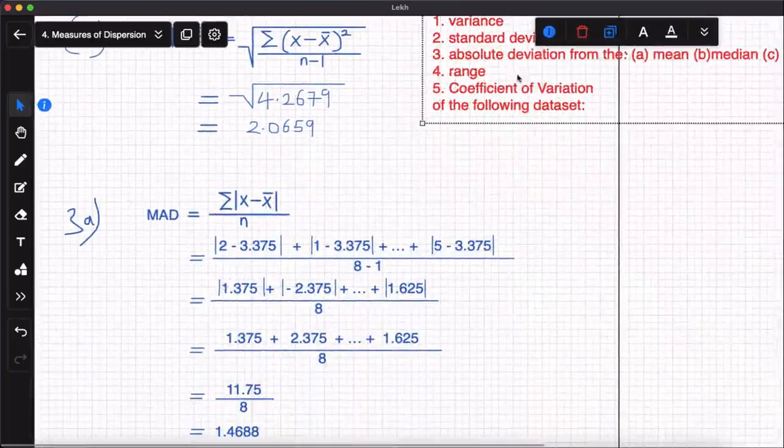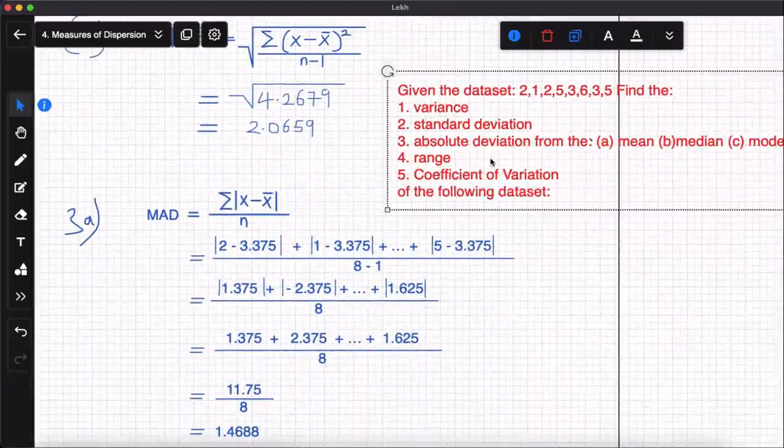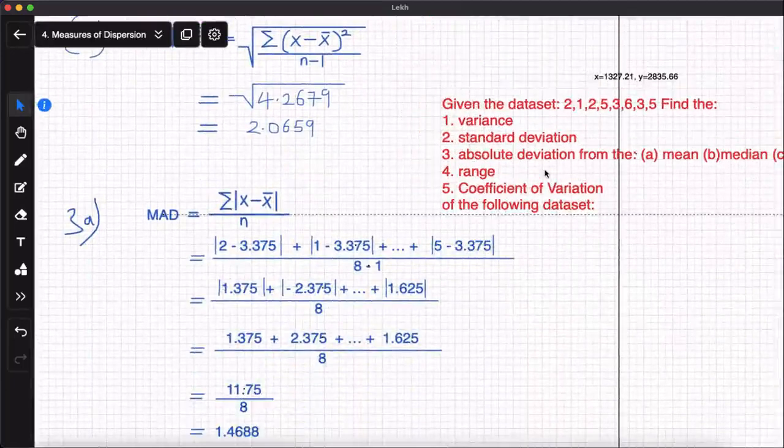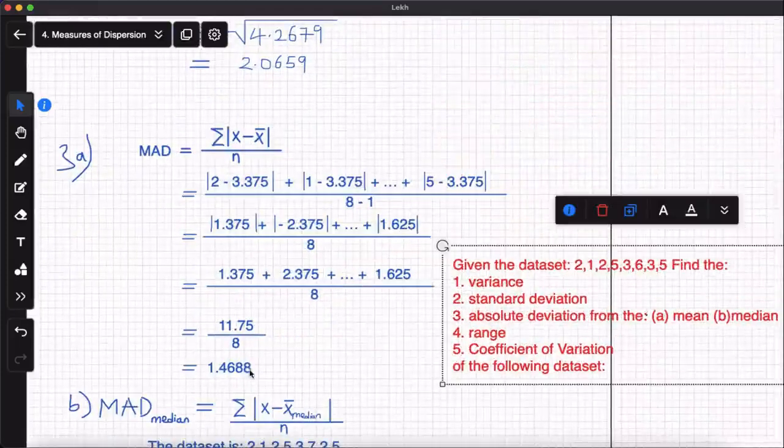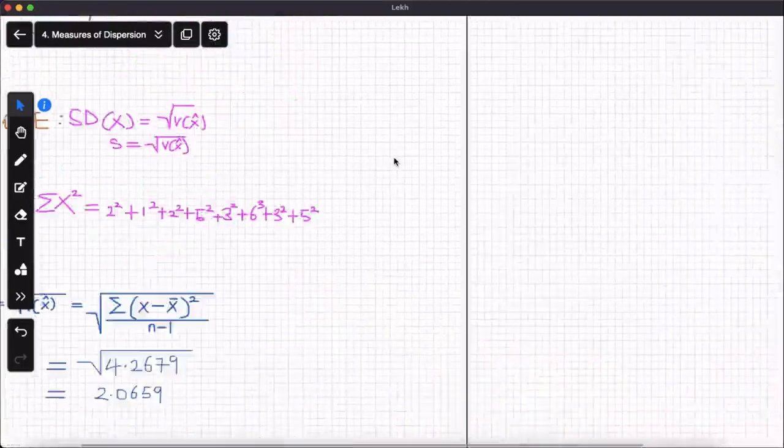Now the mean absolute deviation, or rather the absolute deviation from the mean, will give us what we have here. You can follow each observation minus the mean, and then you get the absolute value. For instance, 1 minus 3.375 gives you minus 2.375. And then you look for the absolute value.